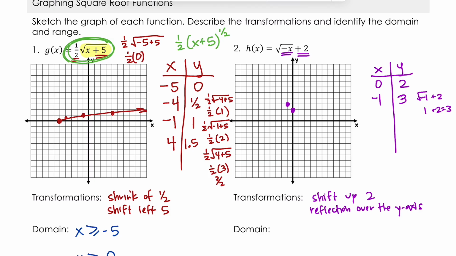Okay. And again, I want to choose things that I can take the square root of. So I can take the square root of 0. I can take the square root of 1. So that's why I plugged in a -1. I could take the square root of 4. Well, in order to get a 4 in this square root, I need to plug in -4. So if I plug in -4, I'm going to have the square root of -4 plus 2. So this is really the square root of 4, which is 2, plus 2. And so we get 4 overall.